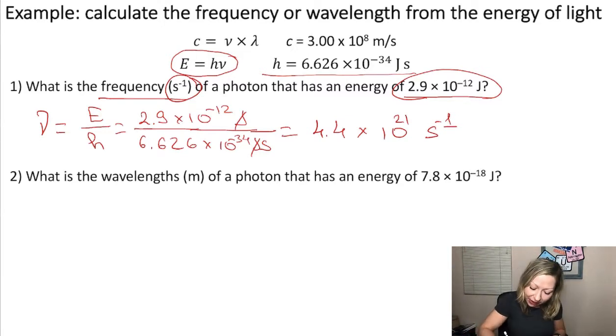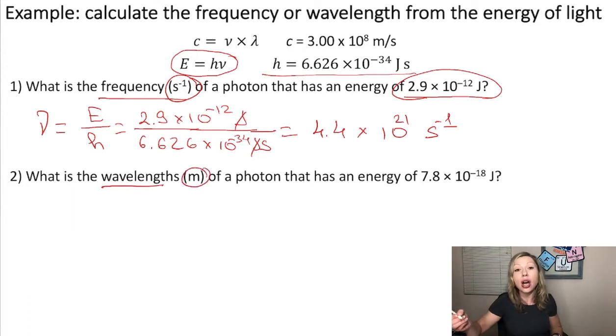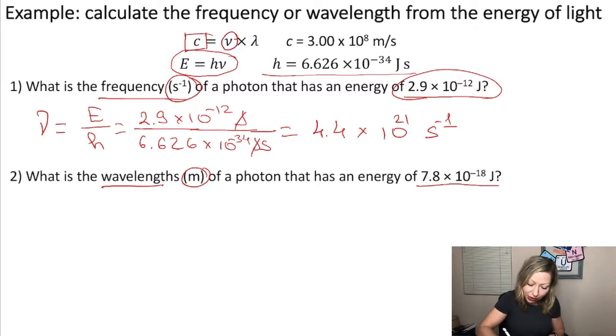What is the wavelength in meters of a photon that has the energy of 7.8 times 10 to the negative 18th joule? Okay, so now we can do two approaches. We can do it in 2 steps or in 1 step. Let me show you how to do it in 2 steps first. So in order to calculate the wavelengths, we have to know the frequency of light as the speed of light is a constant. So the wavelengths from our first formula equals the speed of light divided by the frequency.